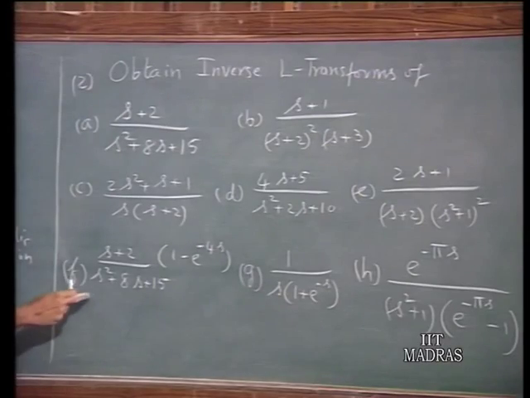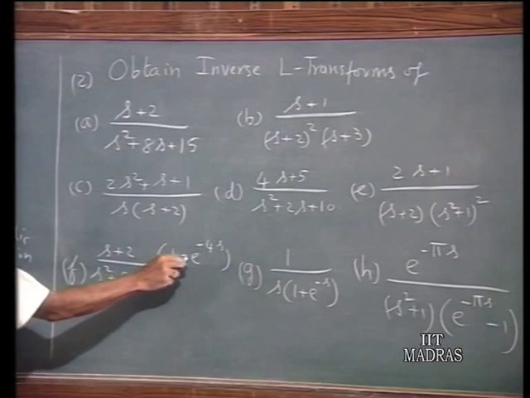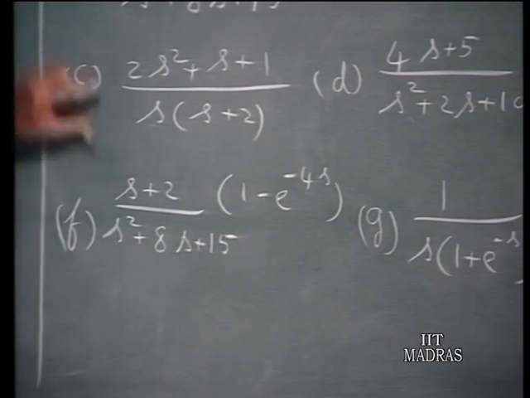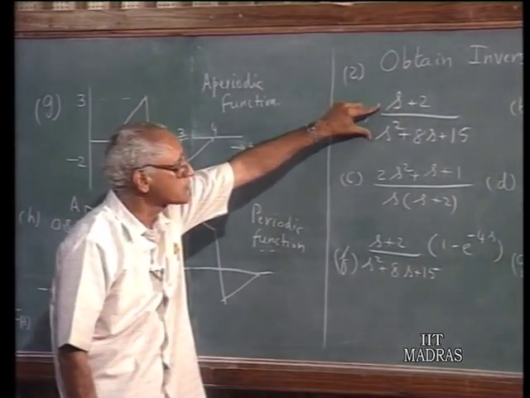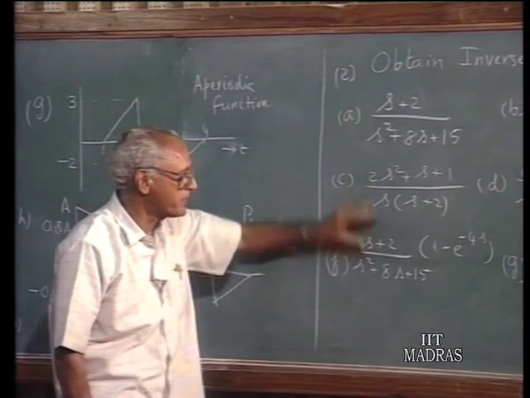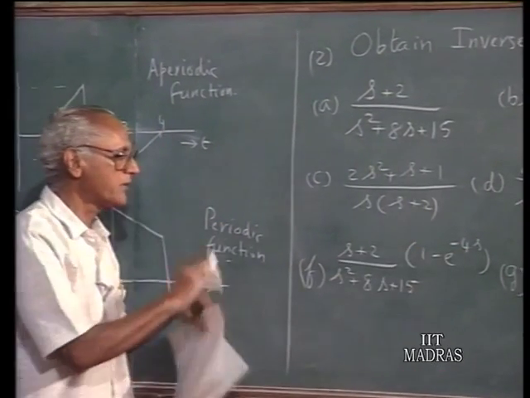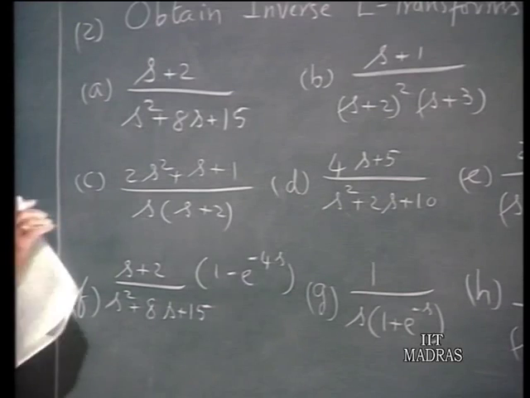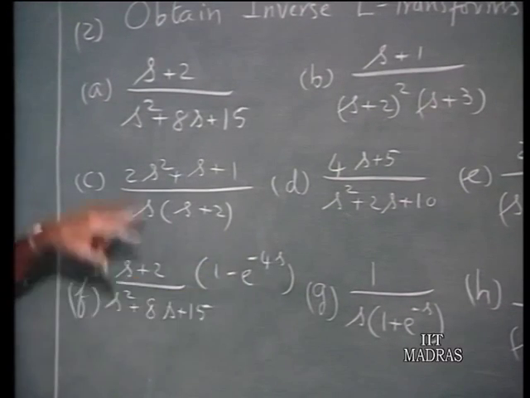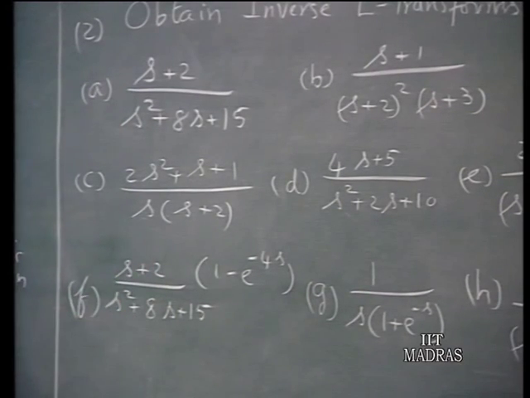Then (f) s plus 2 over s squared plus 8s plus 15 times (1 minus e to the power of minus 4s). In tackling this problem, you already know the inverse Laplace transform of s plus 2 over s squared plus 8s plus 15. So all you have to do is use this information here, because e to the power of minus 4s means whatever f of t you had obtained here is the same f of t delayed by 4 seconds. Therefore, use this information that you already obtained to find out the f of t corresponding to this.